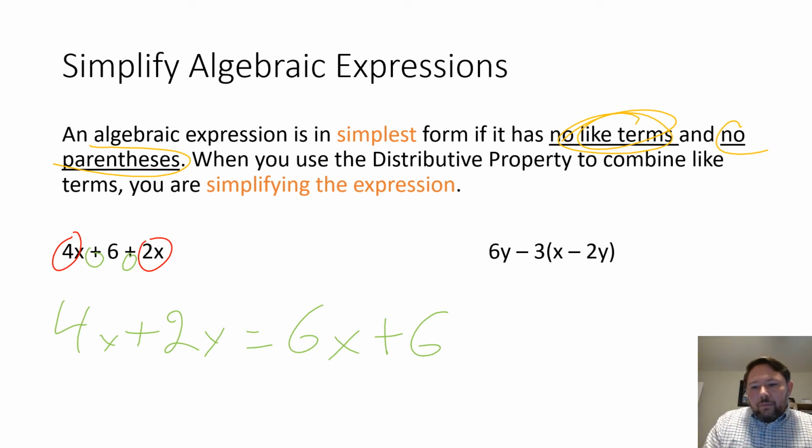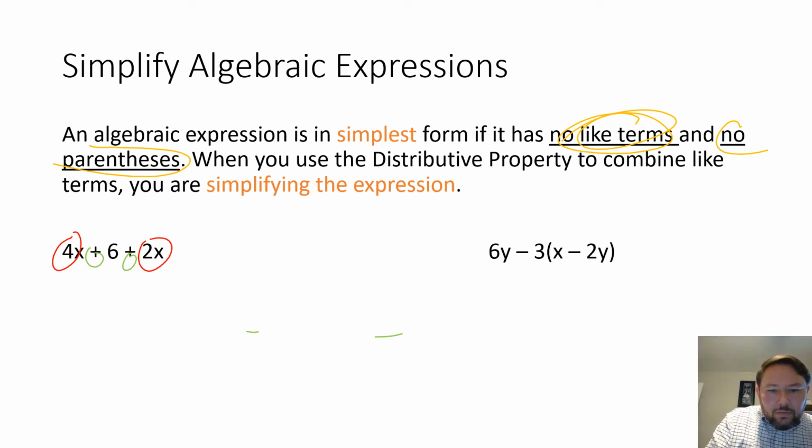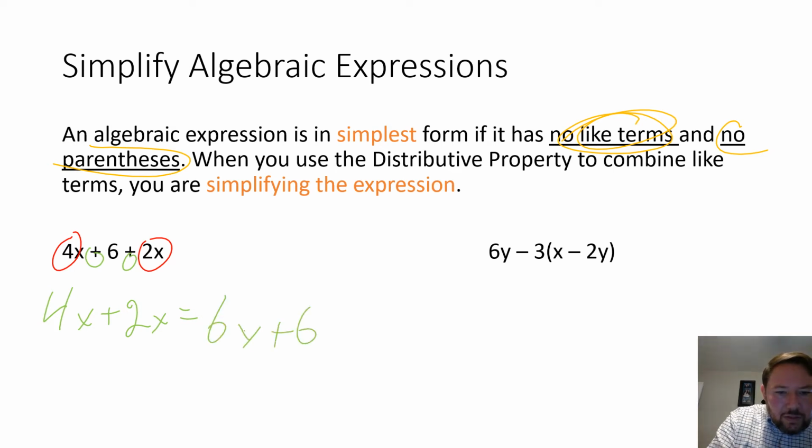So that's that one. Our other problem here, I'm going to rewrite this. I wrote that a little big, so I have a little more space. All right, so let me rewrite that real quick. 4x plus 2x equals 6x. And then we just add the other 6. Okay, over here: 6y minus 3, open parenthesis, x minus 2y, close the parenthesis.